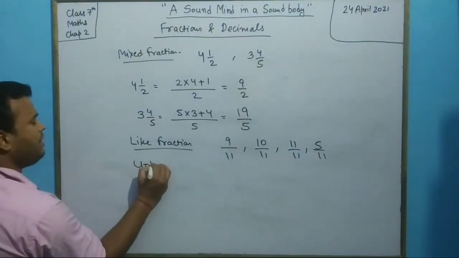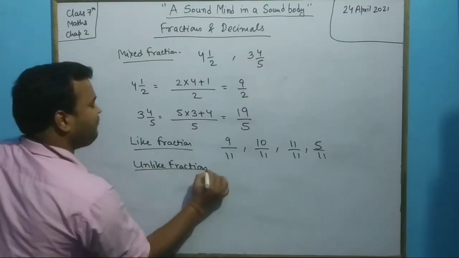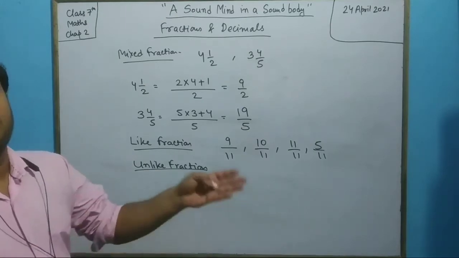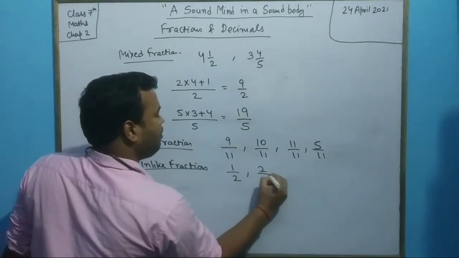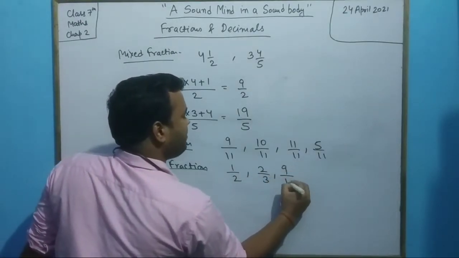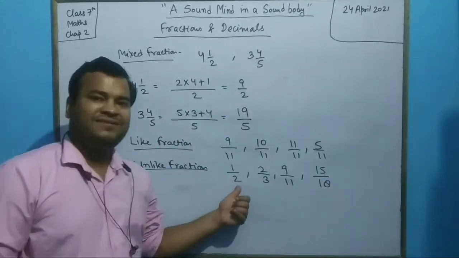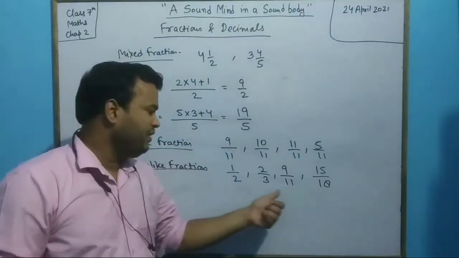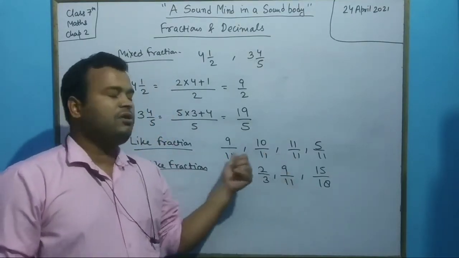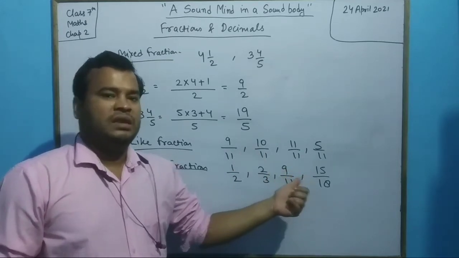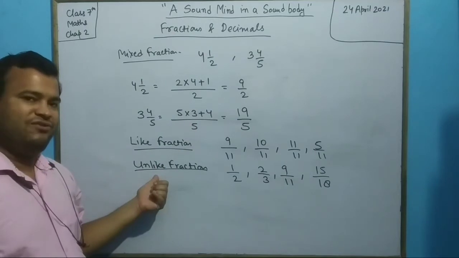Okay, now let us talk about unlike fractions. In unlike fractions, the denominators are different. There are some examples: 1 upon 2, 2 upon 3, 9 by 11, 15 by 18. Here we can see that in all the given fractions, the denominators are different: 2, 3, 11, 18. Whereas in the above one, the denominators were the same. If the denominators are the same, they are known as like fractions, otherwise unlike fractions.